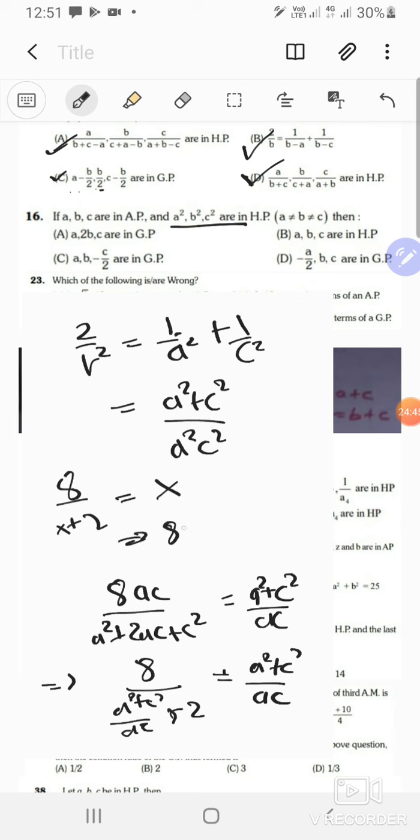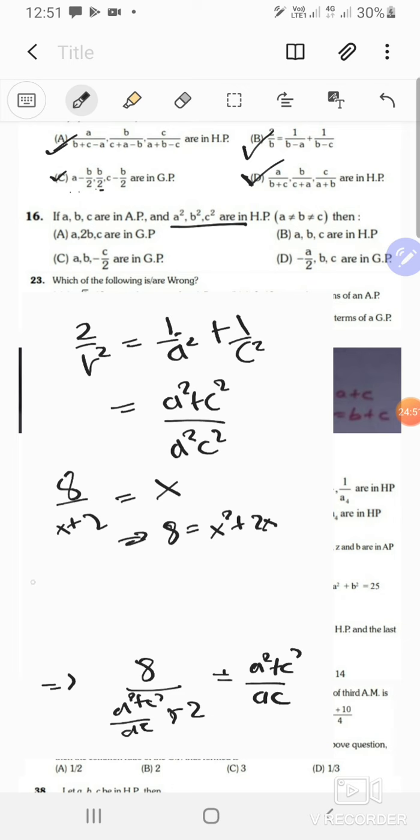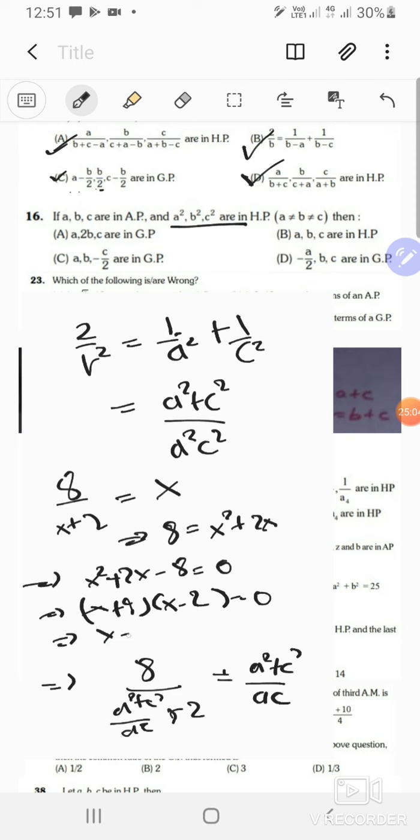That gives me 8 equals x squared plus 2x. Okay, fine. So that will give me x squared plus 2x minus 8 equals 0. So x plus 4 into x minus 2 equals 0. So x is either minus 4 or x is 2.